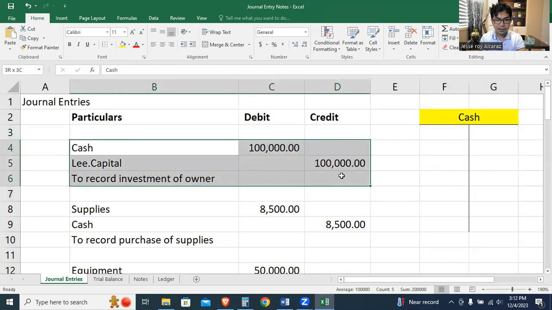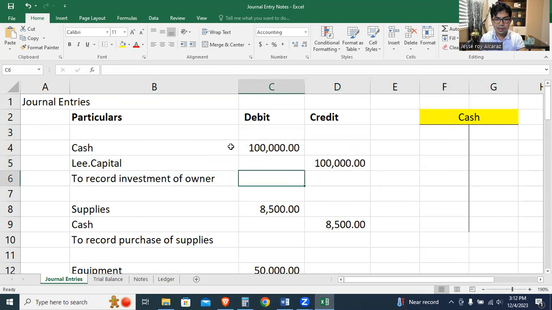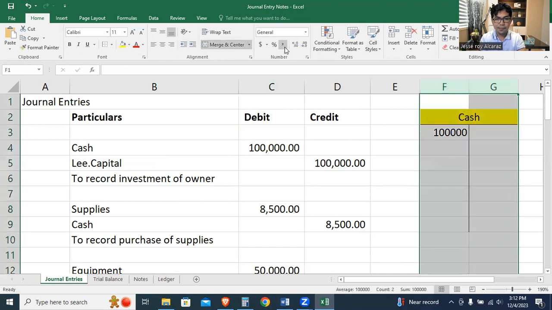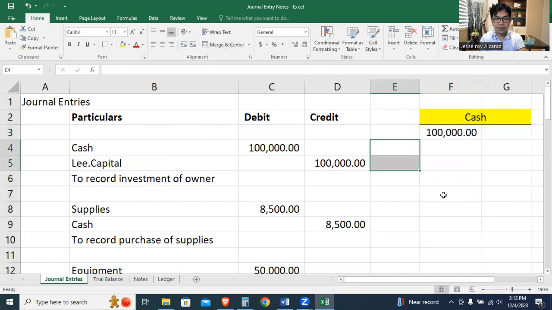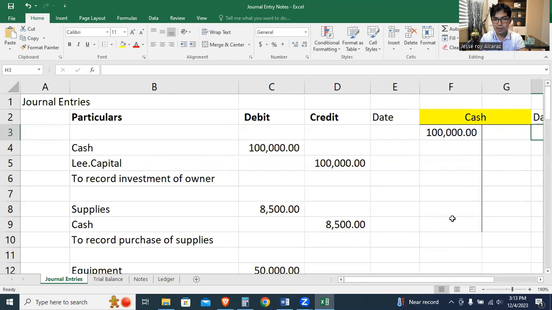For our first transaction, we have debit, cash, 100,000. And then credit, capital, 100,000. So, we have cash here. The debit siya, 100,000. So, we just put 100,000 here. So, if you have dates for your transaction, you put the date here. But since in our transactions, wala may date, so direct na natin siya ginabutang. First transaction. Okay, then next, we have 8,500 credit. So, ito natin siya sa credit.